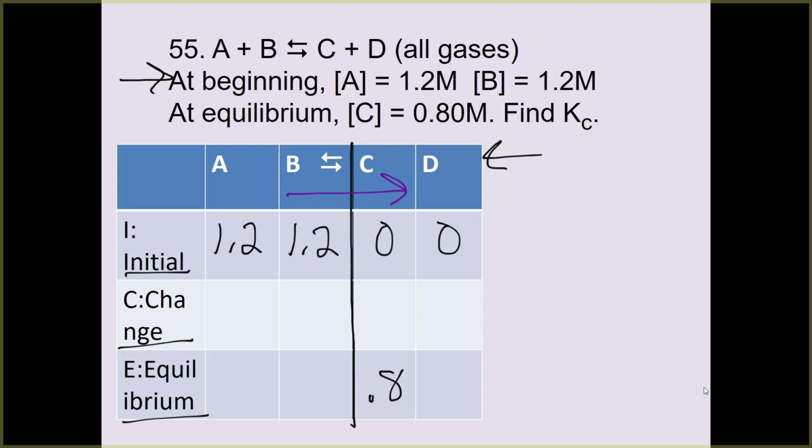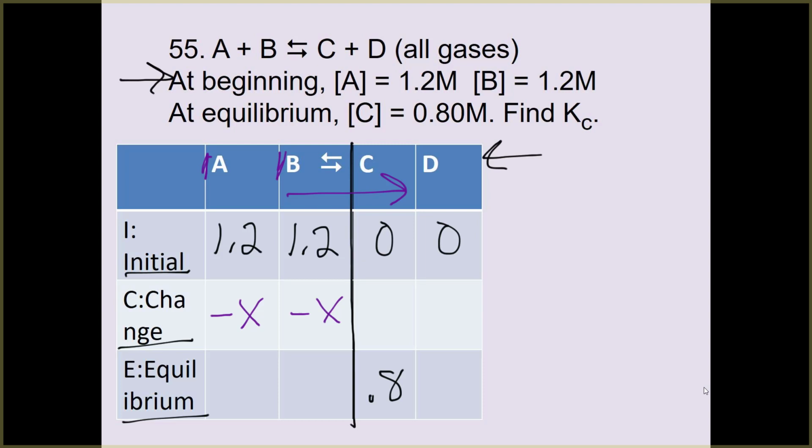And remember, at equilibrium, you need to have some reactants and some products. You should have some of everything. So I know it's going to shift this way. I know that my A is going to disappear. At the same rate, my B is going to disappear. And that is because my stoichiometry is 1-to-1.